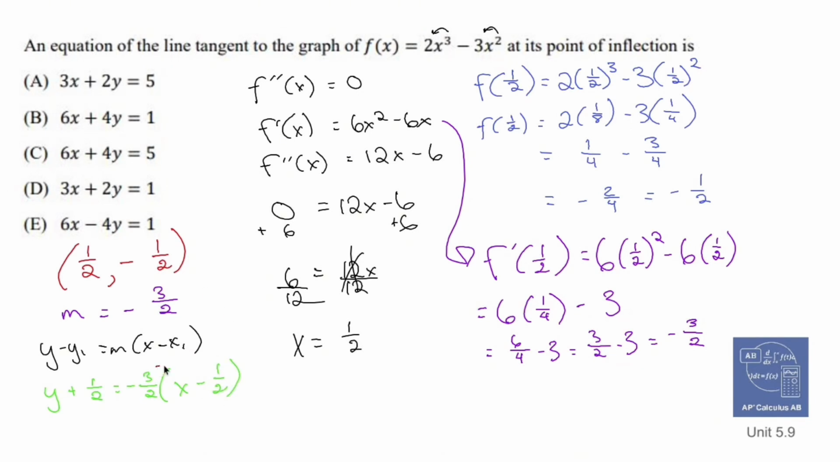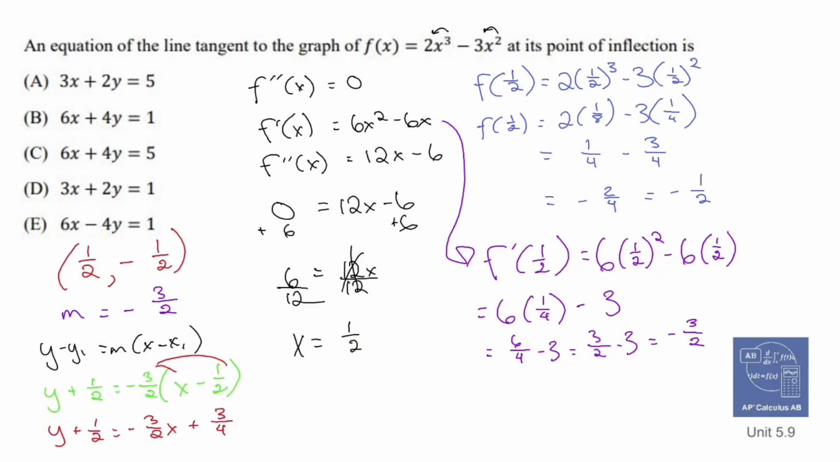Let's distribute that to give me, and I'm just going to write left to right, y plus a half equals negative 3 over 2 x plus 3 over 4. Boy, I don't like that at all.